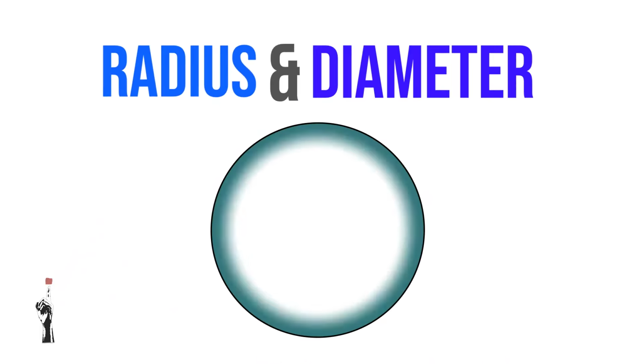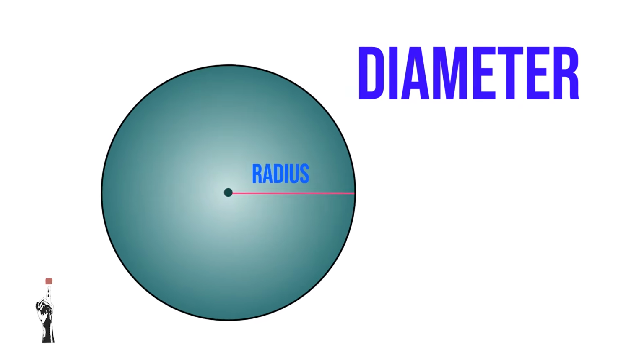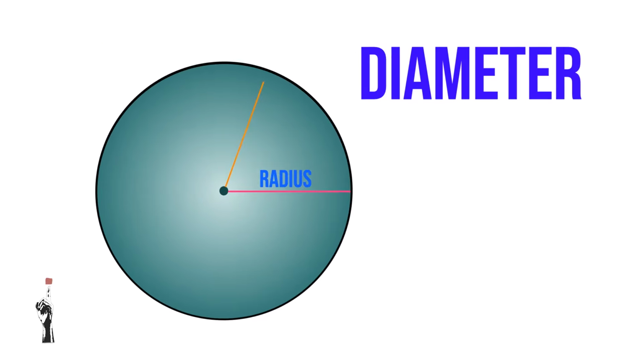If I have a circle, then this would be my midpoint. This point is exactly in the middle of the circle. If I draw a line from the midpoint of the circle to the perimeter, I call that a radius. Thus, this is a radius, this is a radius, and that is also a radius.